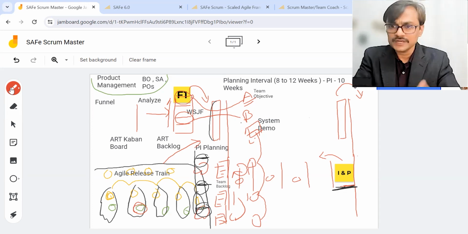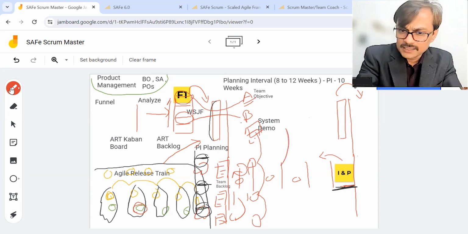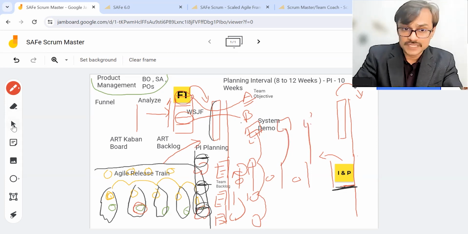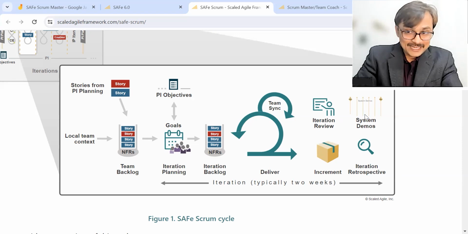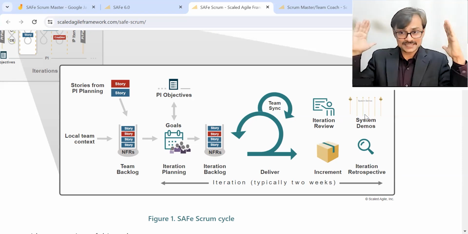So we should have frequent system demos happening here, and that is also presented as an extension of Safe Scrum, that in a safe way of working, that thing will keep happening. Any questions till here? So you understand the Safe Scrum cycle.